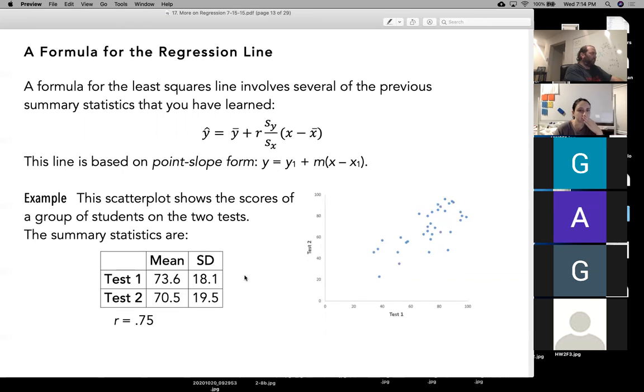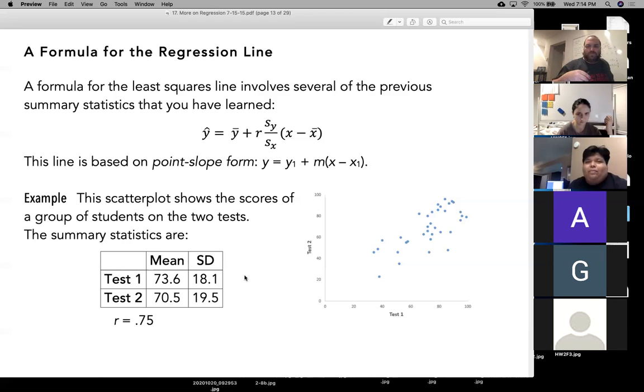A formula for the regression line. Okay, so where are we going to go for a formula for the regression line? We are not deriving this formula. They're just straight up giving it to us, and we're just going to straight up use it. Y hat, which is the predicted value of y for a given x, is equal to y bar, which is the average y value, plus r. What is r equal to?